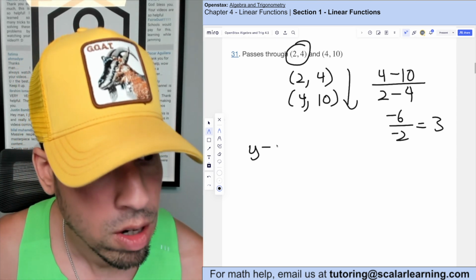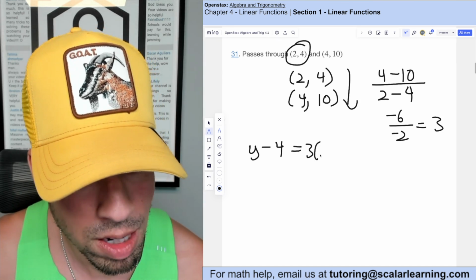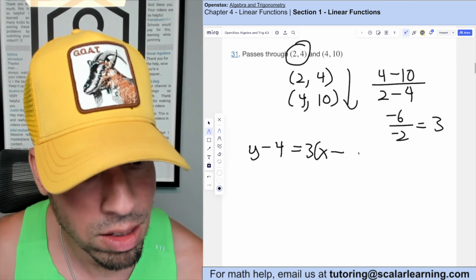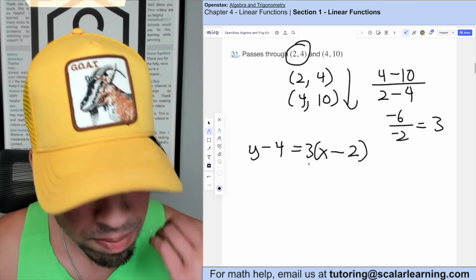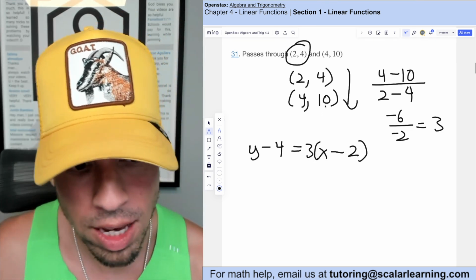But we're going to start with y minus the y value of that coordinate, which is 4, equals slope times x minus the x value of that same coordinate. And now we have a nice linear equation. Now, they didn't say this, but in the answers, they have it in slope-intercept form.